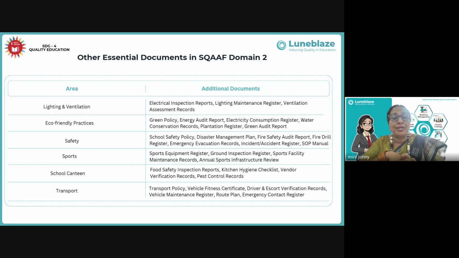Emergency evacuation records: in an emergency, how will the children evacuate the place? Incident and accident register. In the school, we are dealing not with goods. They are living bodies. Anytime, any incident or accident can happen. Immediately, what happened in the corridor? Oh, it happened in the corridor. Nothing happened to the child.